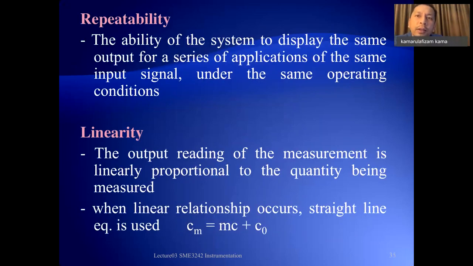Then you have repeatability, the ability of the system to display the same reading every time you take a reading, basically. For example, if you take the reading from a heating element of 100 degrees Celsius, the sensor has to give the same output reading every time you take it, no matter what and when, as long as the temperature is 100 degrees Celsius. For example, if you take the reading today, your system is giving an output of 4 volts. If you take it tomorrow night or morning, you should get the same 4 volts. If the system gives different readings, we can say it has low repeatability.